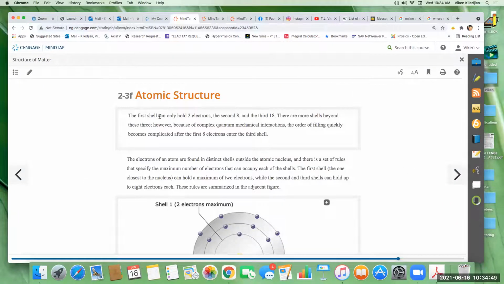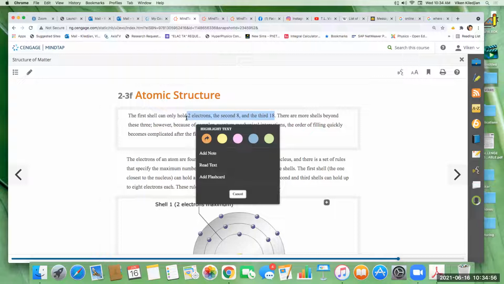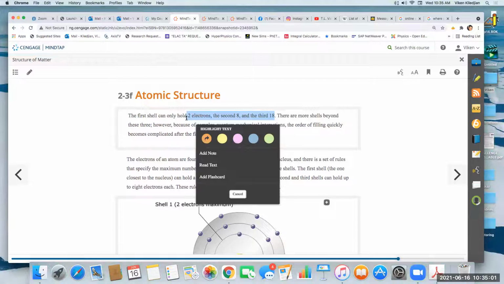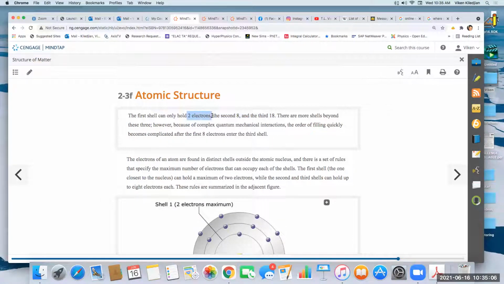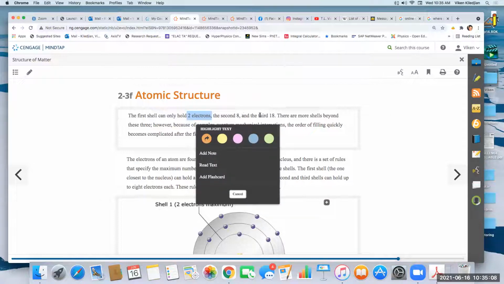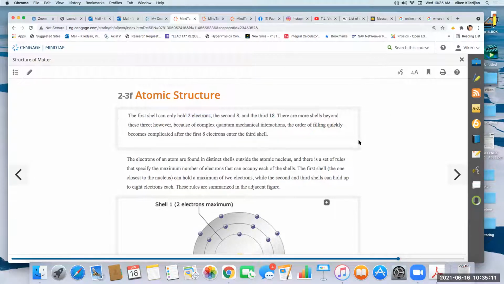So the first shell can only hold 2 electrons, the second 8, and the third 18. So these are the rules for how you can place the electrons in their correct shells. First, you have to complete the first 2 electrons, and then you can place 8 more, and then the third one can fit 18. So there are more shells beyond these 3. However, because of complex quantum mechanical interactions, the order of filling quickly becomes complicated after the first 8 electrons enter the third shell.